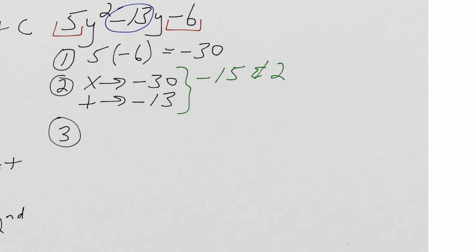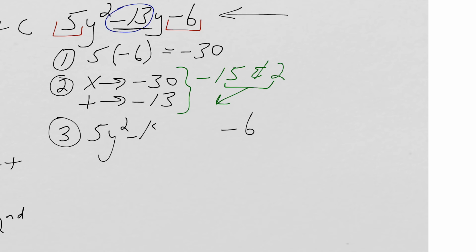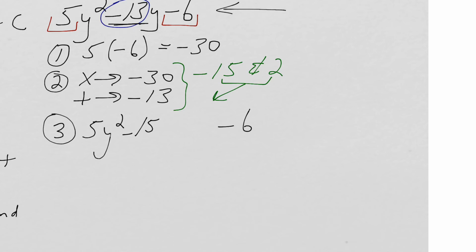It says now that you found those numbers, rewrite the original trinomial by leaving the first term alone, 5y squared, leave the last term alone, the negative 6, but in place of the negative 13y, take the 2 values you just found in step 2 and rewrite the middle term by taking the negative 13y and writing it as the negative 15y and a positive 2y.